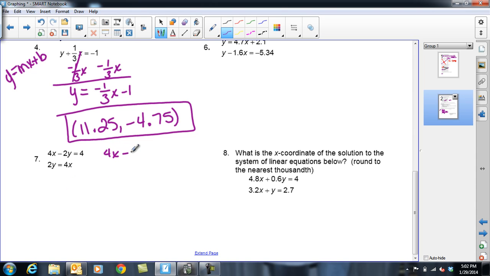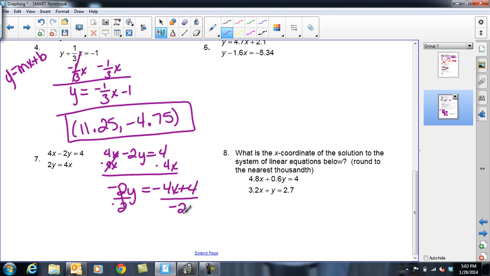I have 4x minus 2y equals 4. So I want to subtract 4x from both sides first. So I have negative 2y equals negative 4x plus 4. And when I divide both sides by negative 2, I get y equals, that becomes 2x minus 2.